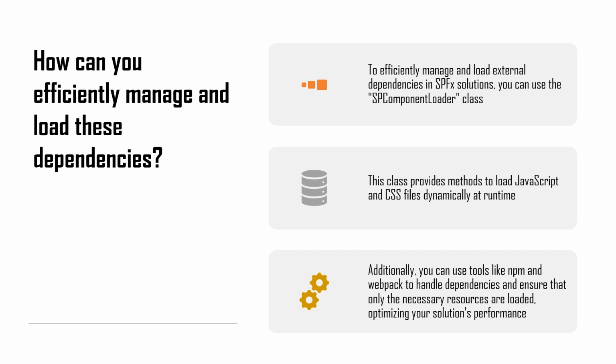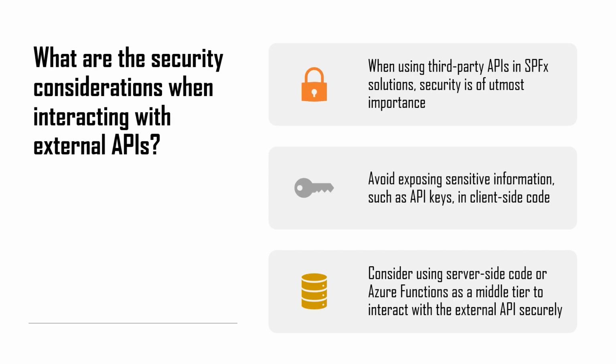When using third-party APIs in SPFx solutions, security is of utmost importance. Ensure that you are using secure and authenticated endpoints. Avoid exposing sensitive information such as API keys in the client-side code. Consider using server-side code or Azure Functions as a middle tier to interact with the external API securely. Always validate and sanitize data received from external APIs to prevent security vulnerabilities.